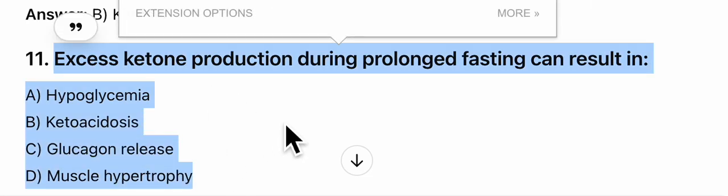Excess ketone production during prolonged fasting can result in A. Hypoglycemia. B. Ketoacidosis. C. Glucagon release. D. Muscle hypertrophy.